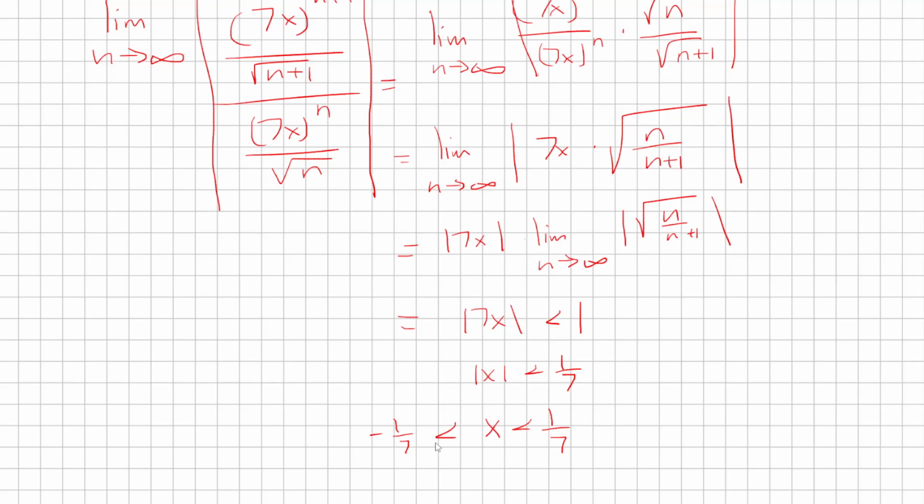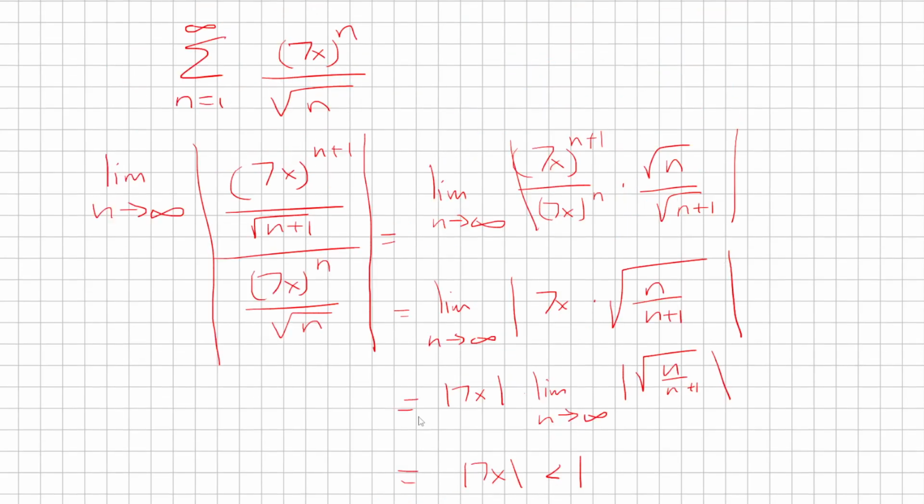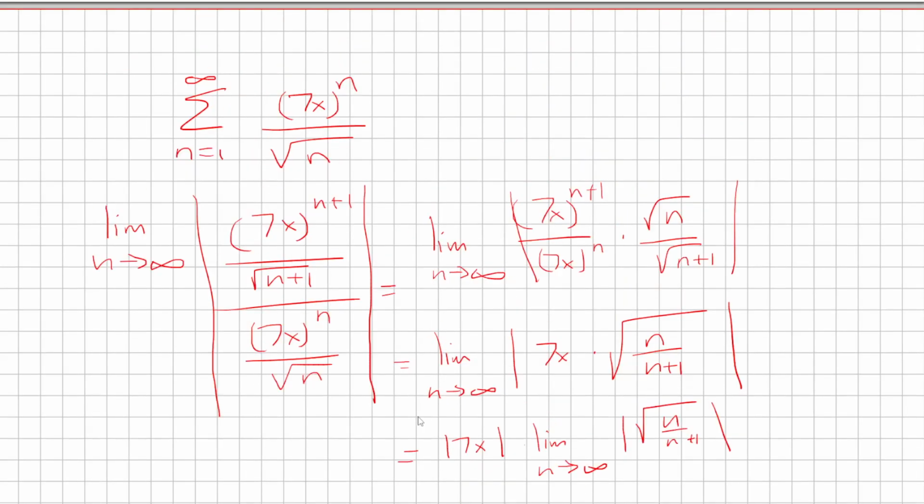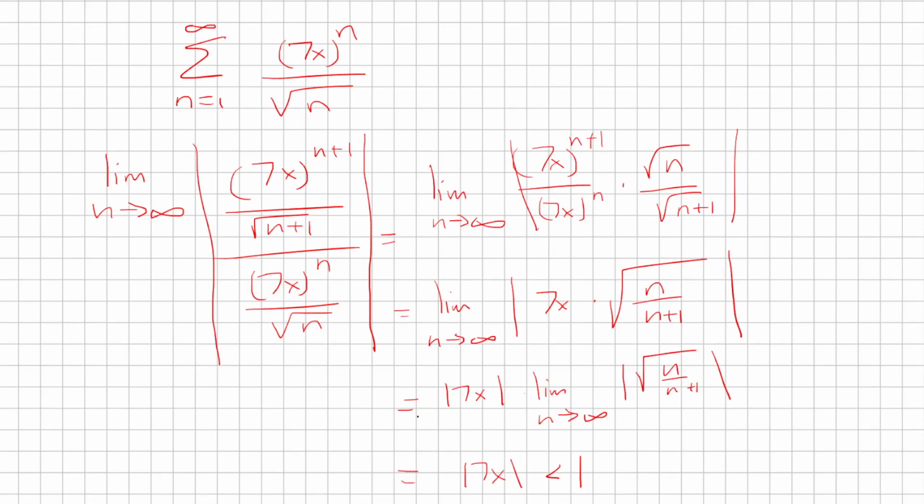So let's first plug in negative 1/7 into the original problem for x. So if you have 7 times negative 1/7 is negative 1, so that's negative 1 to the nth over the square root of n. So sum from n equals 1 to infinity. And this converges by the alternating series test. So we will be including negative 1/7.